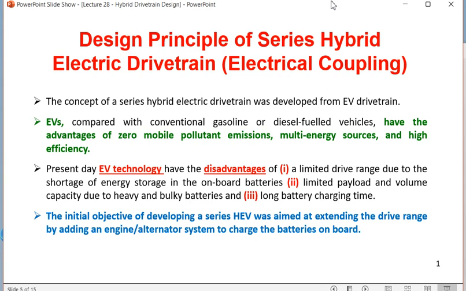So the initial objective of developing the series hybrid electric vehicle was aimed at extending the drive range by adding the engine alternator system to charge the batteries on board. So even if the battery gets discharged while driving the vehicle, for some time we can stop the vehicle and start the primary energy source, that is the engine generator based energy source, that will charge the battery, and the battery will drive the vehicle again. So we will generally not fall short of driving energy at any time in case of series HEV.